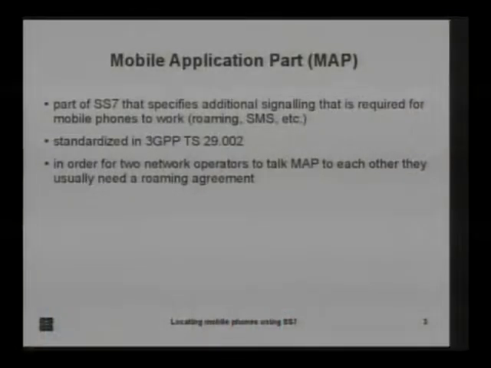For two network operators to talk MAP to each other, they need a roaming agreement. That means you can't log onto a network with which your network operator doesn't have a roaming agreement. So every network operator has to have roaming agreements with every other network operator that he wants his phones or his customers to be able to log into.